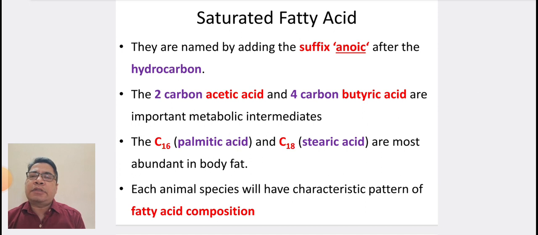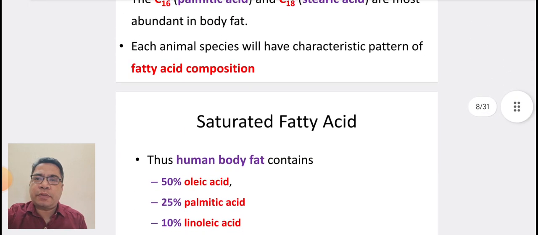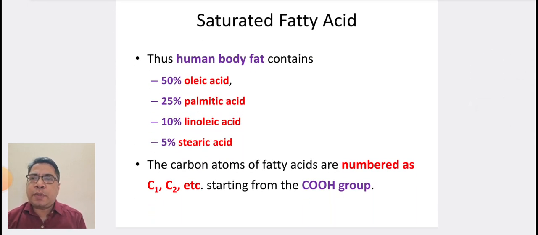They are named by adding the suffix anoic after the hydrocarbon. The 2-carbon acetic acid and 4-carbon butyric acid are important metabolic intermediates. The C16 palmitic acid and C18 stearic acid are most abundant in body fat. Each animal species will have characteristic pattern of fatty acid composition. Thus, human body fat contains 50% oleic acid, 25% palmitic acid, 10% linoleic acid, and 5% stearic acid.